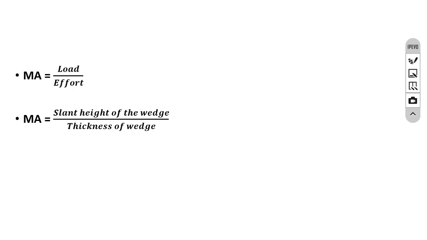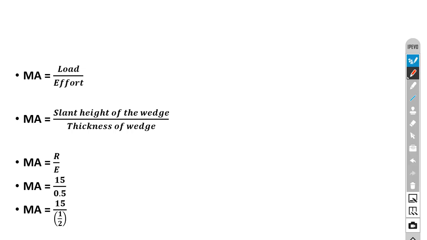The mechanical advantage of the wedge is the slant height of the wedge over the thickness of the wedge. Mechanical advantage equals R over E, the side of that machine over the effort. So we have 15 over 0.5. When we simplify this mathematically, 0.5 is the same thing as 1 over 2.